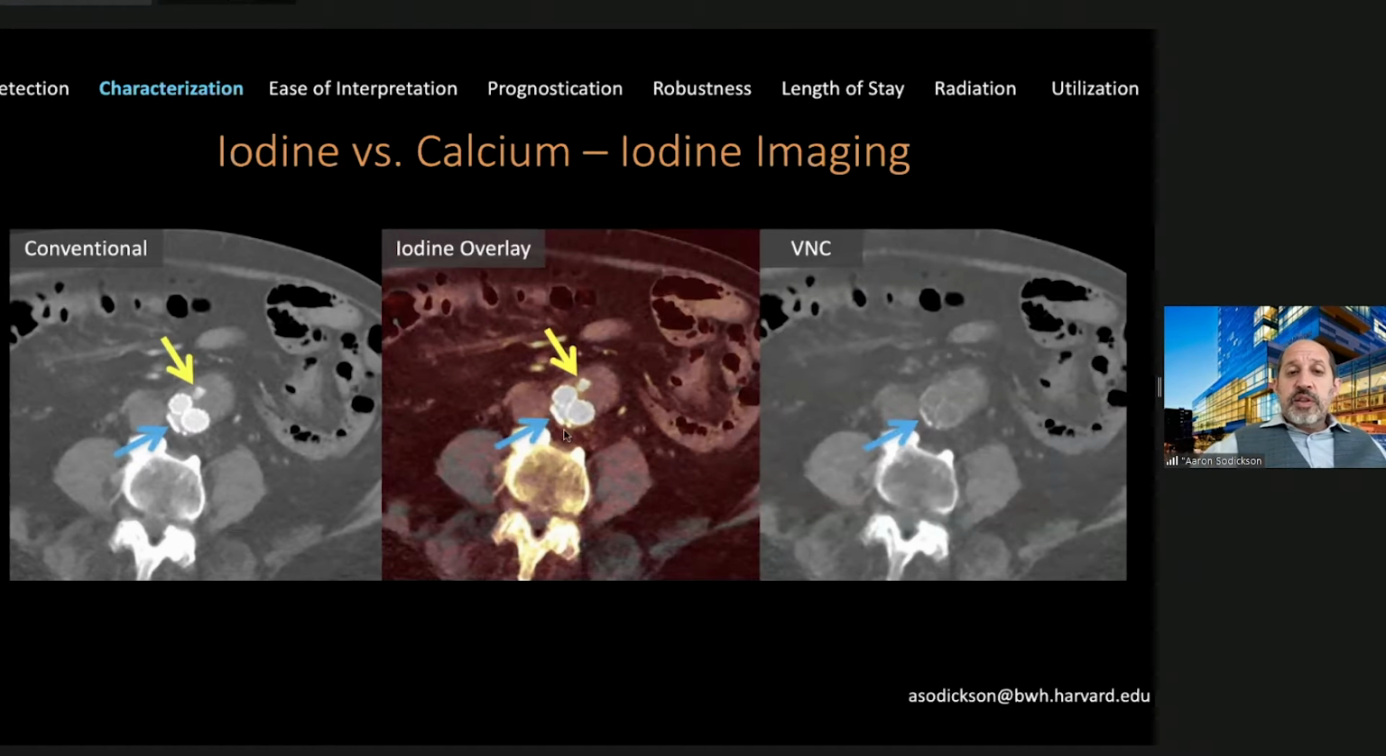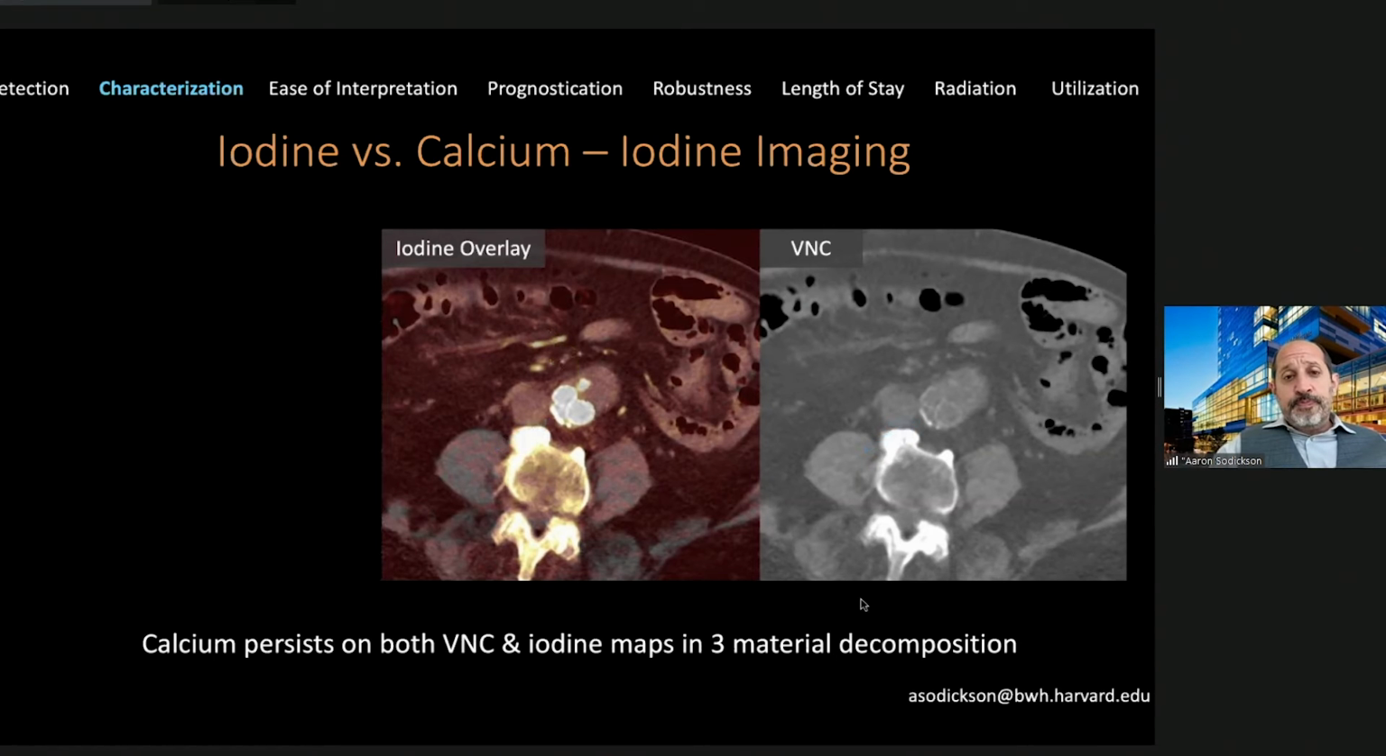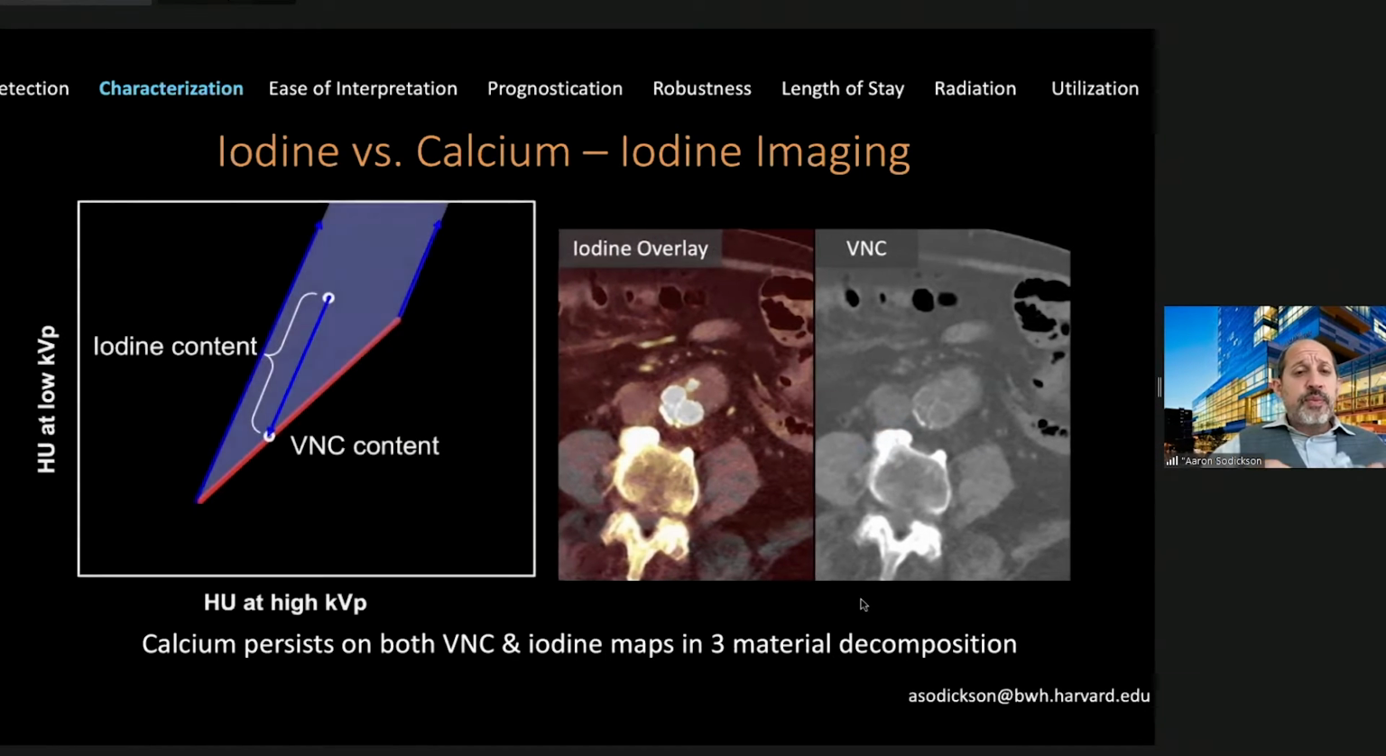This stuff here along the wall, it color codes on the overlay and persists on the virtual non-contrast. This means it's not iodine. And as you'll recall from earlier, calcium persists on both the virtual non-contrast and the iodine map in three material decomposition. And just look at the spine. There's some orange here. It's also on the virtual non-contrast. So why does this happen?